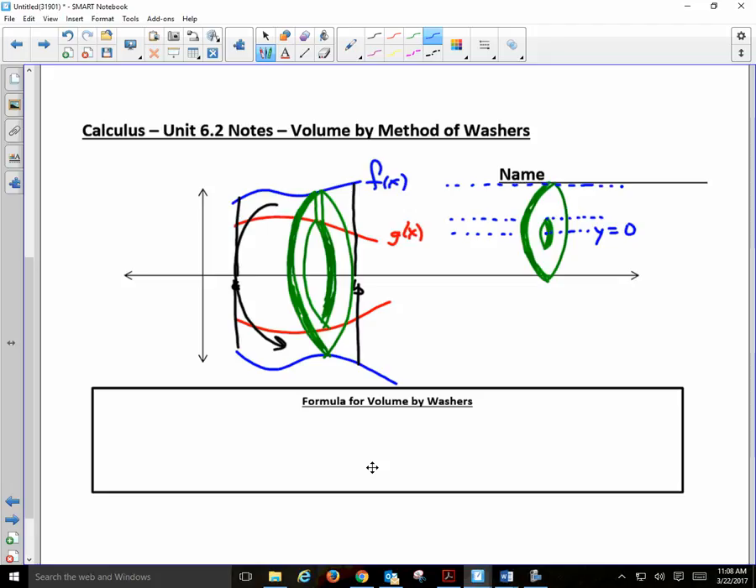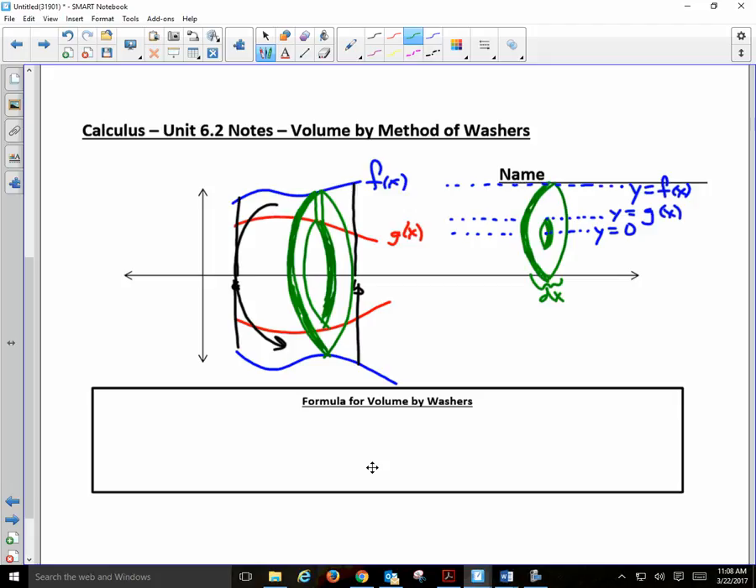What makes up the top part of that washer? Yeah, f of x. And what makes up the inside of that washer? Well, if you want to find the area of a washer, first of all, what's the width of this? Dx or dy? Dx. So forget about a volume. We'll just multiply by dx, and that'll give us the volume.